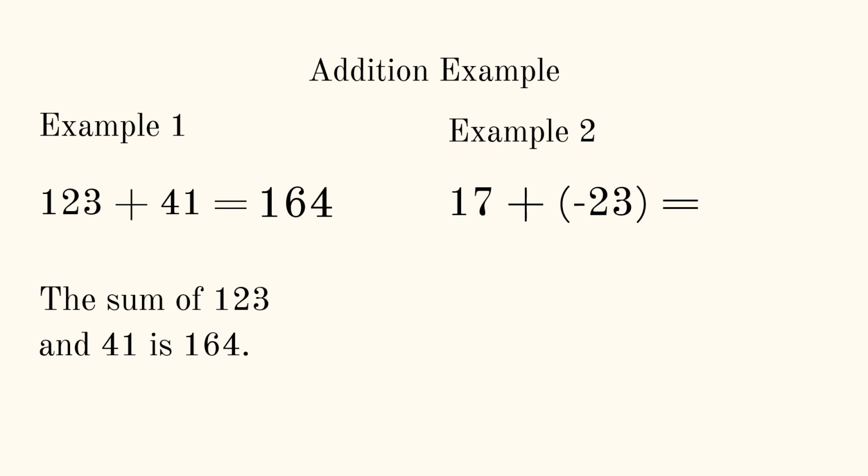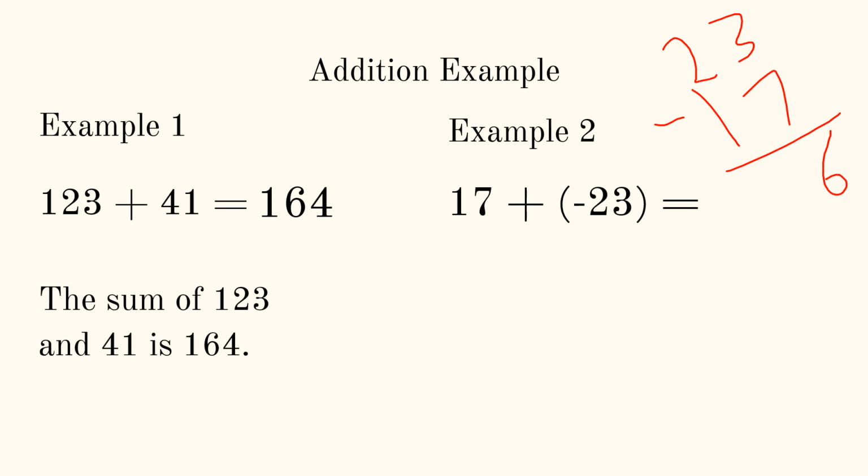Example 2. 17 plus negative 23 equals. If we notice the integers have different signs, the 17 is positive as the 23 is negative. Whenever we have different signs and we're adding, we're going to go ahead and subtract. So we're going to say 23 minus 17, and then 23 minus 17 gives us 6.